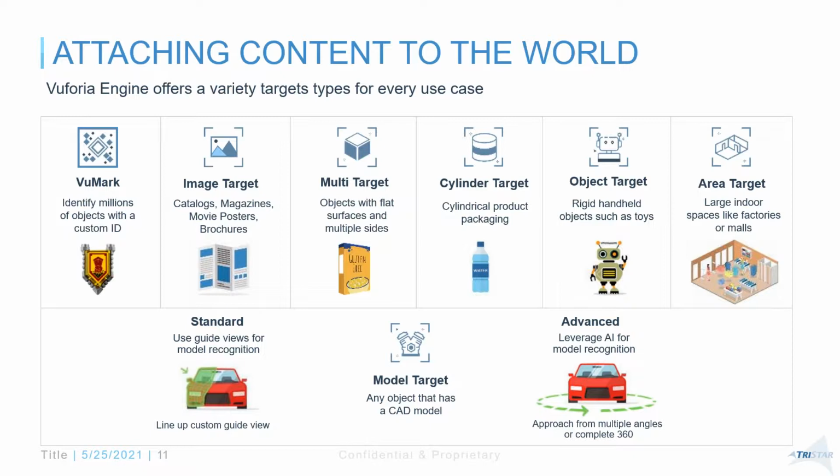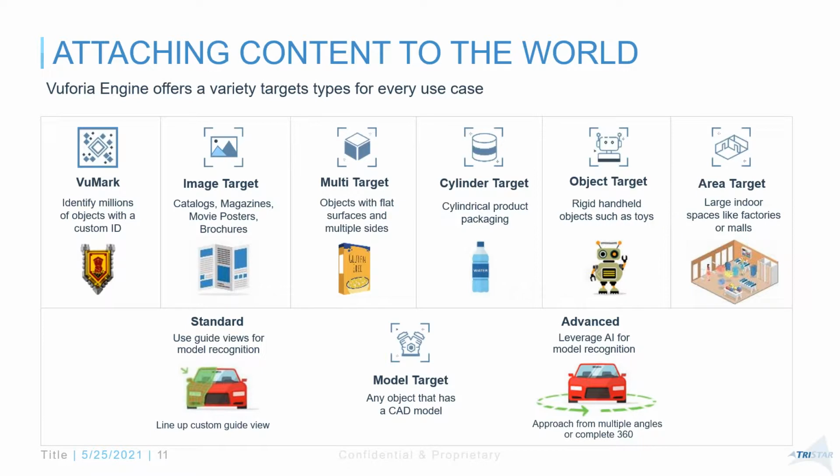Multi-targets. In this case, they're showing like a cereal box, where it's got some flat surfaces, but it's got multiple sides, and I want to be able to load an experience on multiple sides of that box. Then the multi-target is a good use for that one. Cylinder targets. Think of a soda can, right? So now you can do an experience by scanning that cylindrical shape of the soda can. Object target, great for like toys, right? Something that's a little more rigid. And then also we have area targets for large indoor spaces like factories or malls, right? So those are some of the targets that you can use.